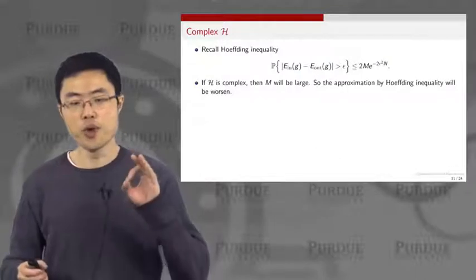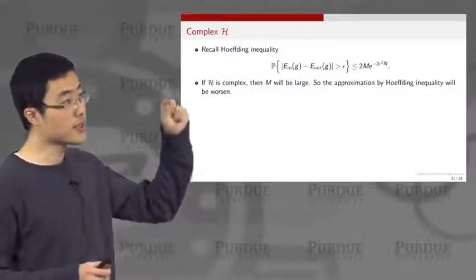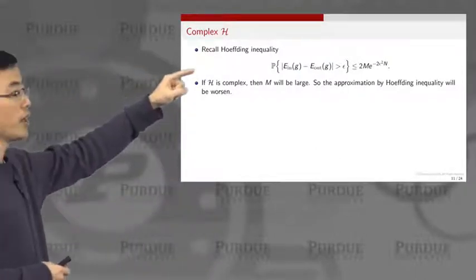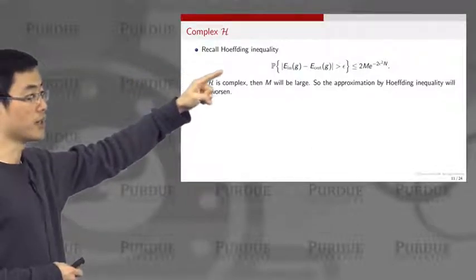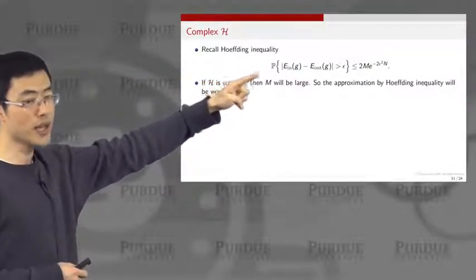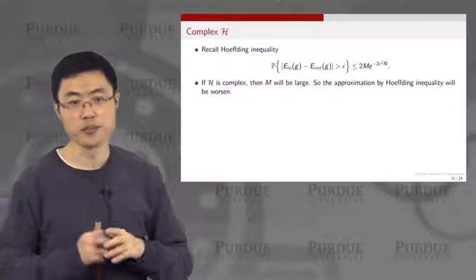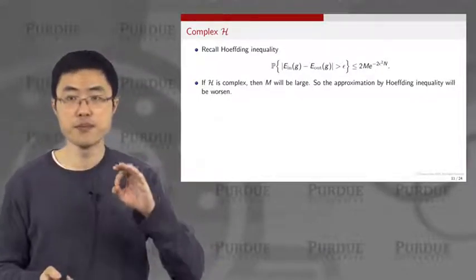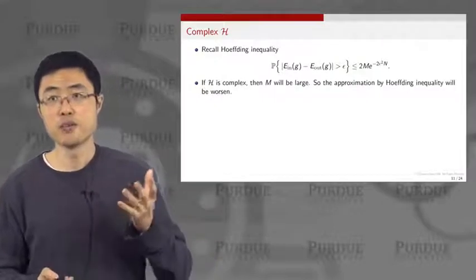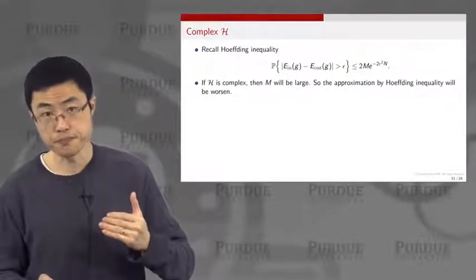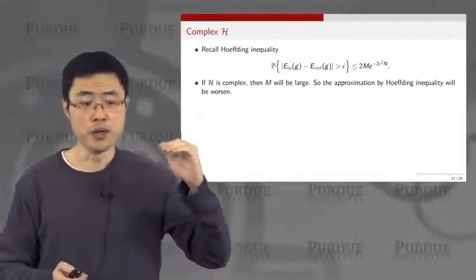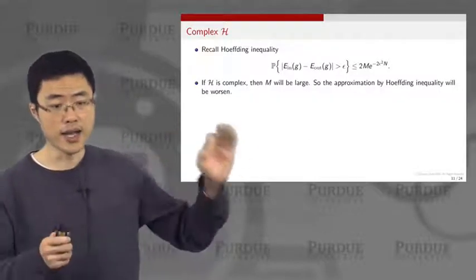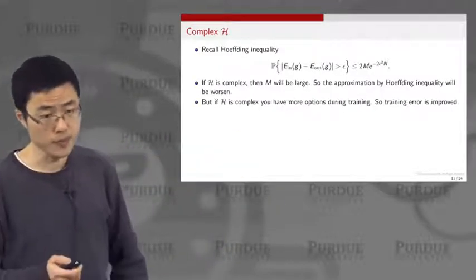And therefore, what will happen? Well, if you look at this equation, when n becomes big, then the right-hand side of this equation becomes more and more loose. And therefore, the approximation by the Hoeffding inequality will become worse and worse. So you are not able to bound the Hoeffding inequality.